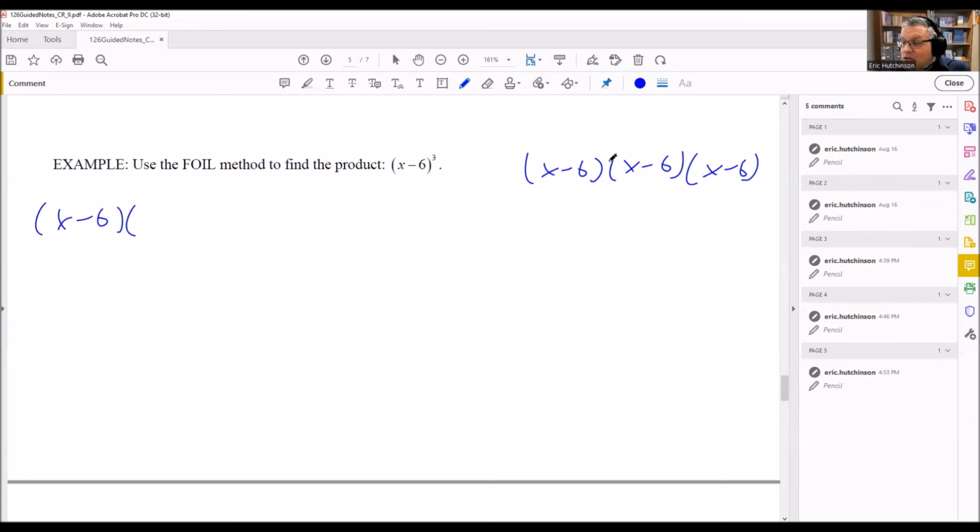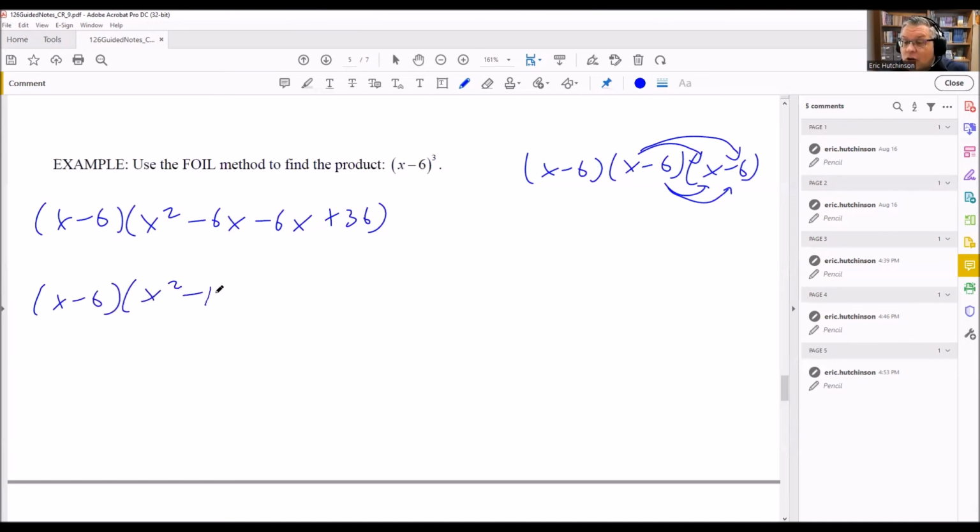So x times x is x squared. x times minus 6 is minus 6x. So we did this, and then we did this. Now we're going to do the inside term. That's another minus 6x. And then we're going to do that, which is a plus 36. You do want to simplify that before you multiply. It's going to make things easier. So that's going to be x squared minus 12x plus 36.